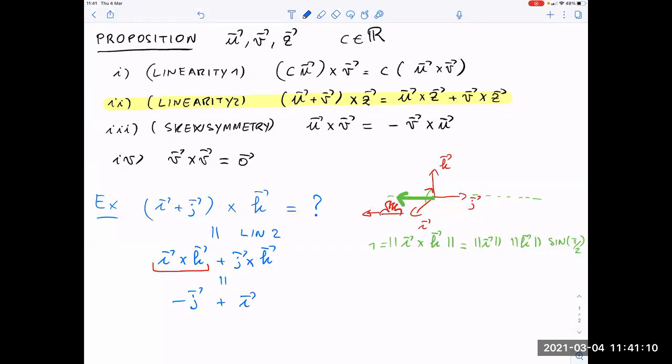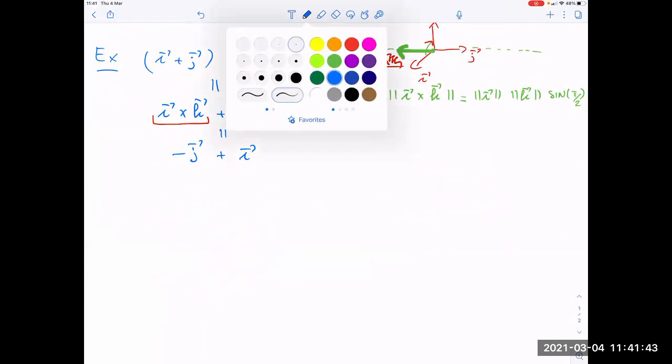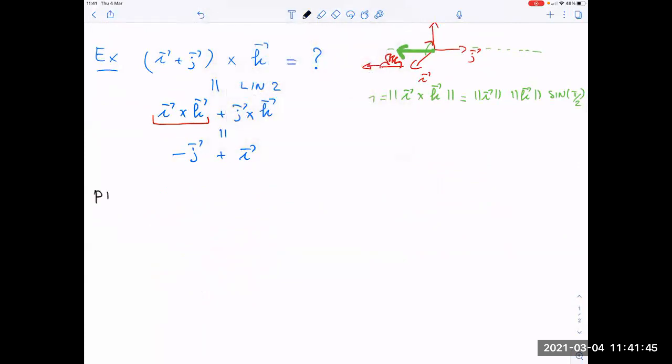So this is using linearity 2. Using linearity 1, you can also take away the coefficient. Using skew symmetry, you can split over the second vector. And using property 4, you can get rid of products of vectors which are parallel, or equal to themselves. This is what you use to produce the probably well-known formula for the computation of the cross product in components.